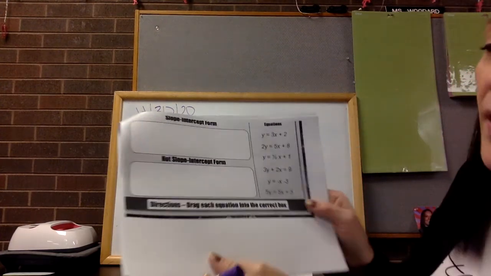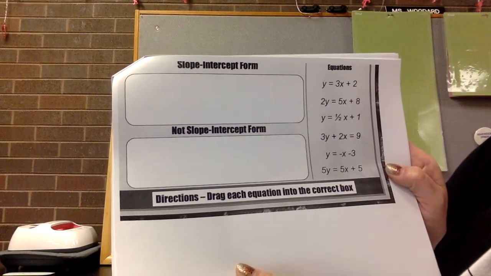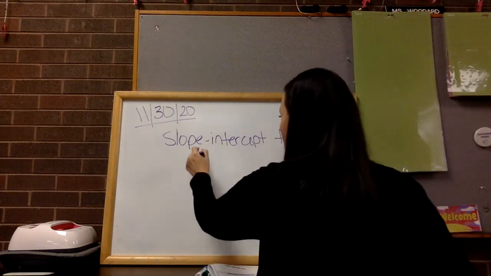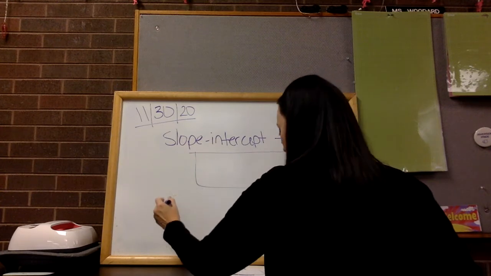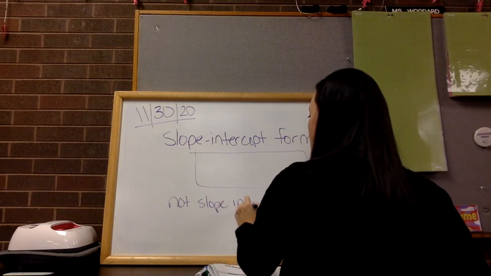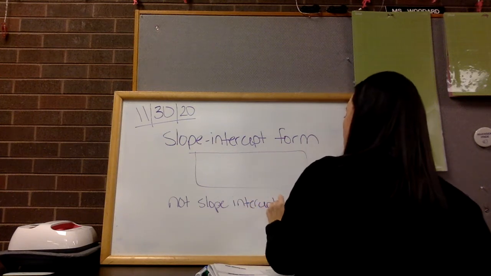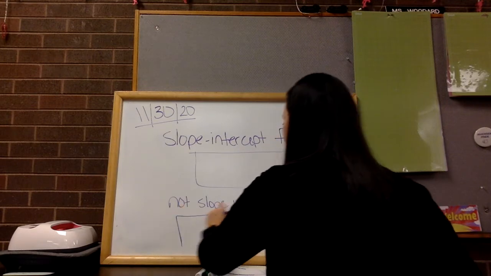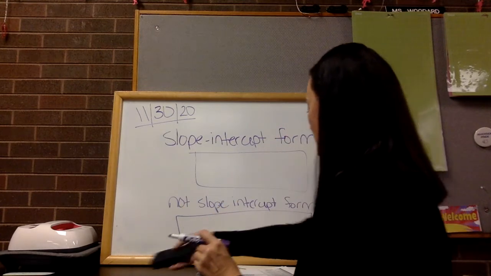Alrighty, guys, so here's our work. The directions say drag each equation into the correct box. So I'm going to slope-intercept form. We got a box, right? And then you guys got this other thing that says not slope-intercept form, right? And then you guys got these equations that you are going to be looking at, and you are going to try to put them into each box. Which box does it go into?